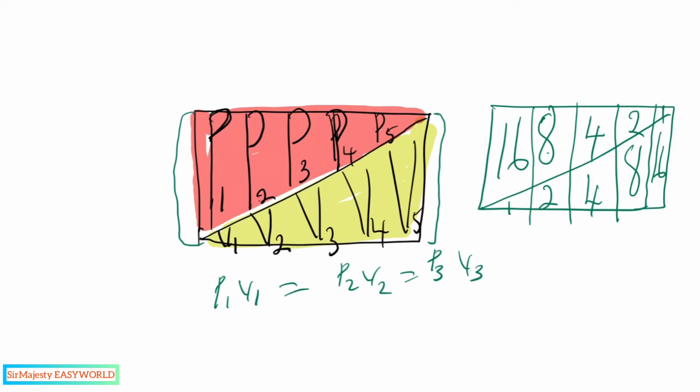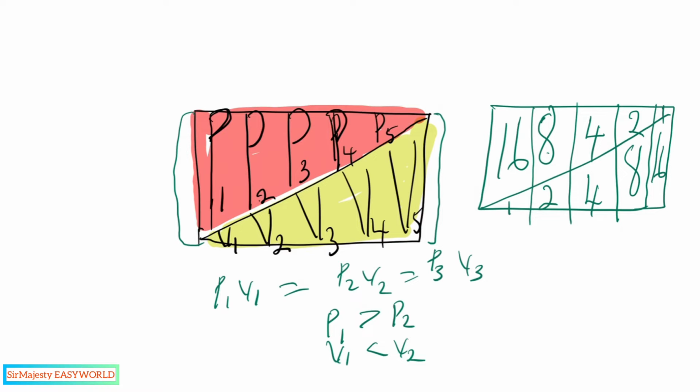Now, this implies that if, for example, P1 is less than P2, it means that V1 will be greater than V2. That's the condition. Anytime P1 becomes greater than P2, automatically V1 must be less than V2, and that is it.